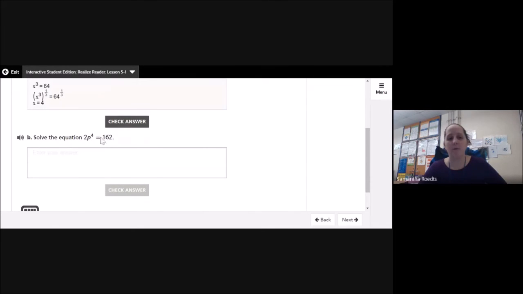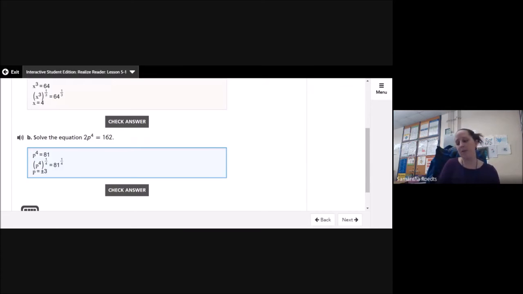Solve the equation 2p to the 4th equals 162. I divide both sides by 2, which gives me p to the 4th equals 81. Okay, so I'm going to take p to the 4th, and I'm going to raise that to the 1/4 power. And that's like saying 81 to the 1/4 power. So 81 to the 1/4 power gives me 3. So p equals plus or minus 3.